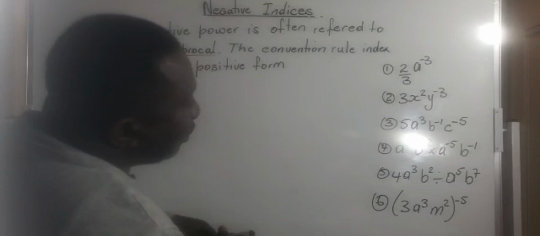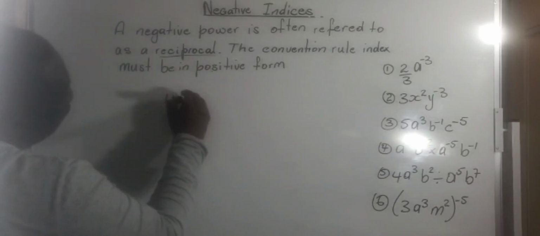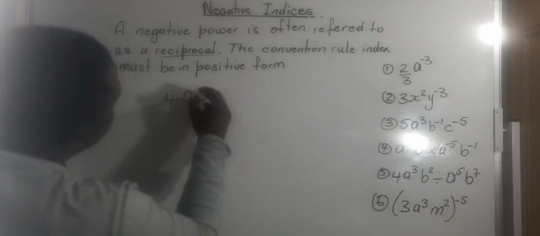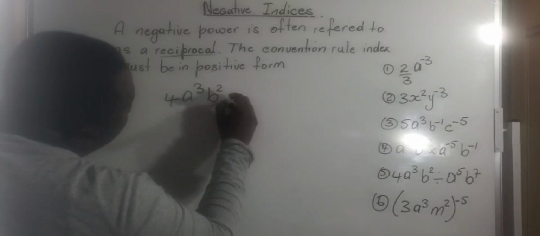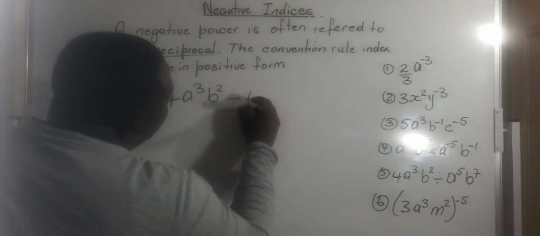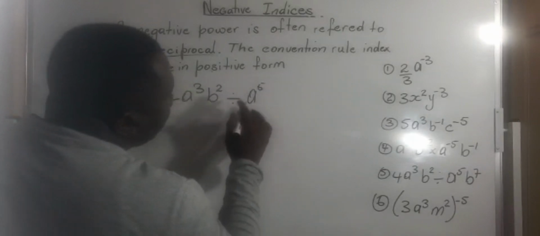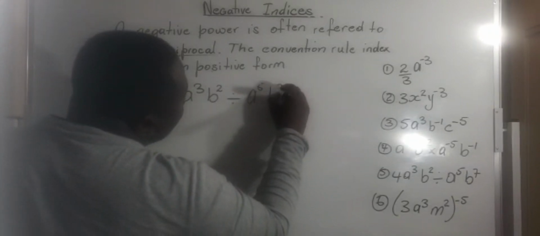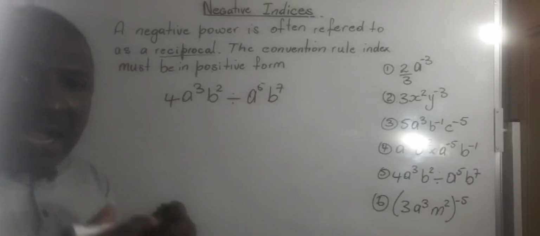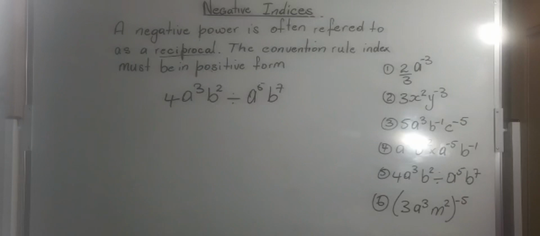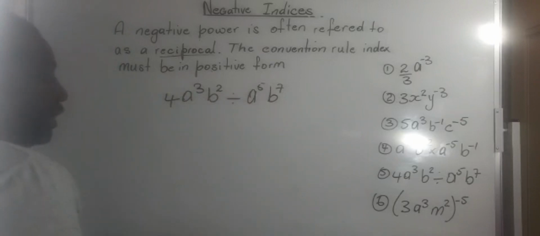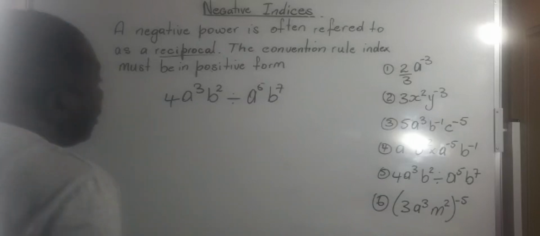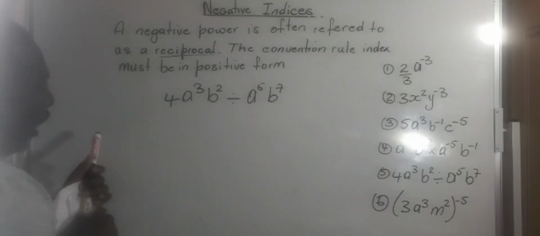So number 5 is 4A to the third, B to the second power, being divided by A to the fifth and B to the seventh. So it's important, guys, that you go back and watch the videos on multiplication and division of indices. Again, we are working with like terms, so it's important that we group our terms. So I will be grouping here.